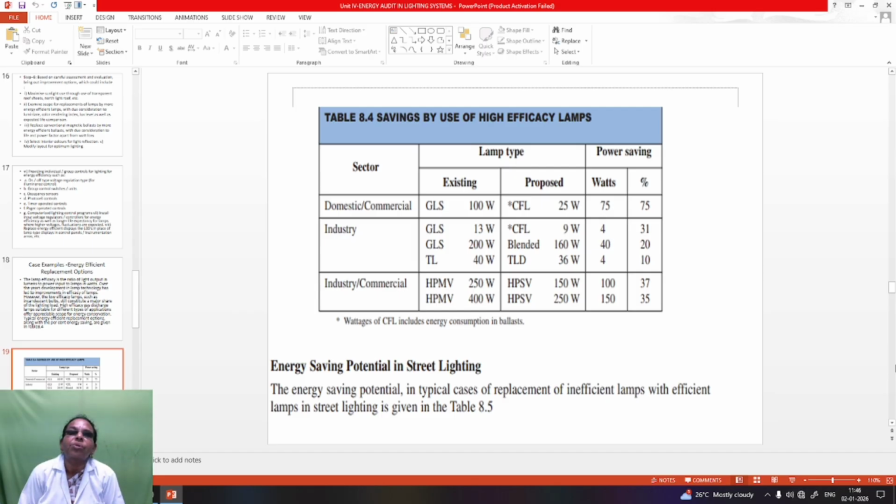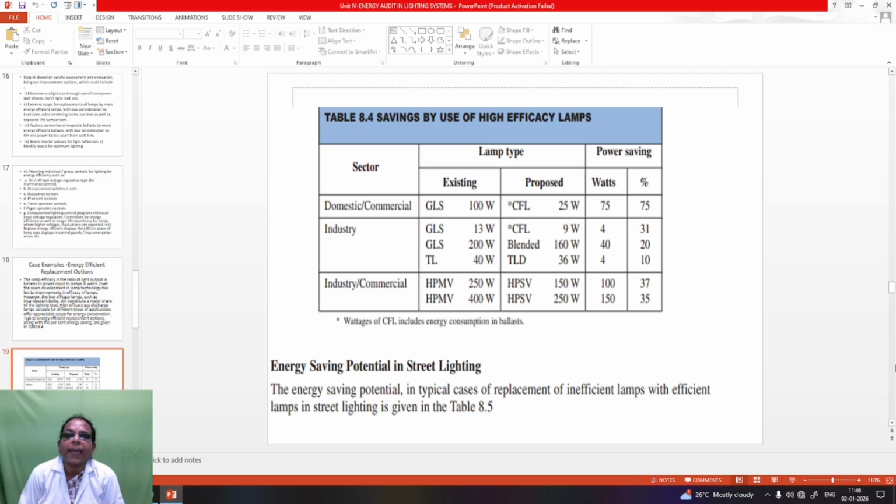For industry use, GLS 13 watt is the existing, and the proposed is CFL 9 watt. Then GLS 200 watt is existing, and the proposed is blended 160 watt. Then TL 40 watt is existing, and the proposed is TLD 36 watt.